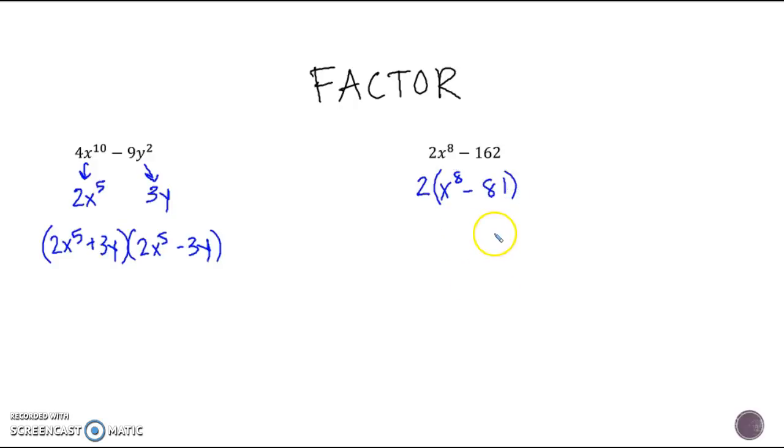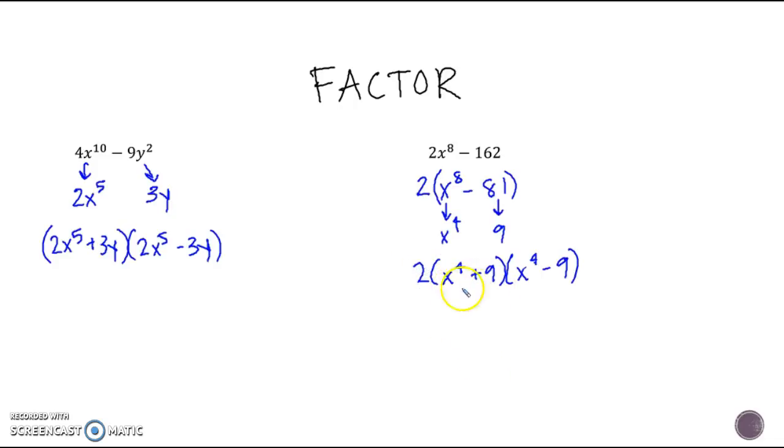Now I've got two terms, so I'm looking for difference of squares. It's subtraction, even exponent, perfect square. So the square root of x to the 8th is x to the 4th, and 81 is 9. So I've got x to the 4th plus 9, x to the 4th minus 9, and I can't forget my 2. We've got to double check.